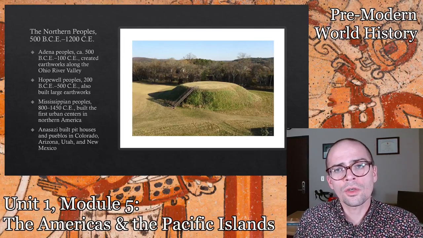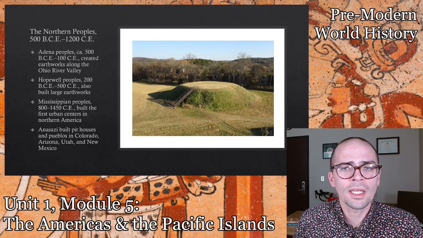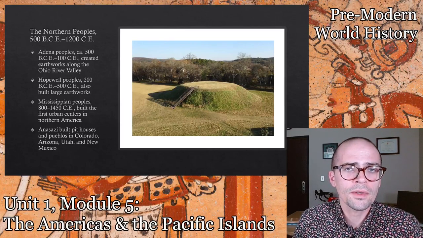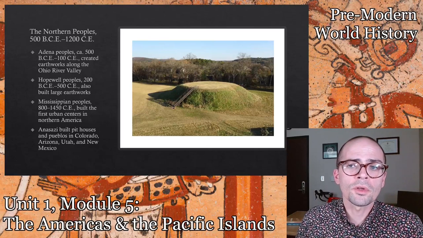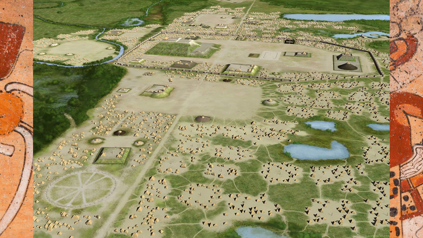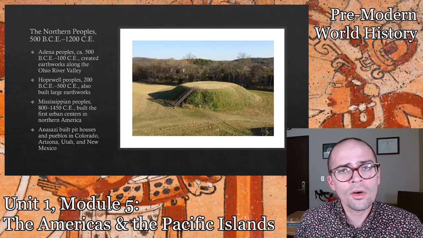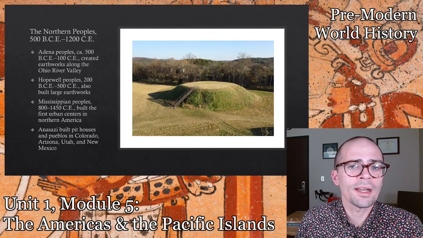The first large urban centers were built by Mississippian peoples, roughly 800 to 1450. And here, these Mississippian people largely followed a Mayan plan. Temples on earthen mounds in a central plaza. The first to develop the bow and arrow are these people sometime around 900.